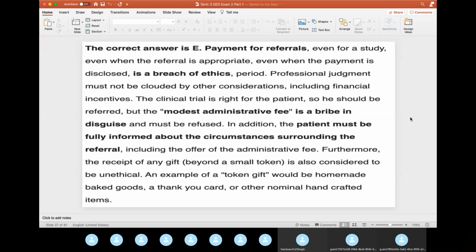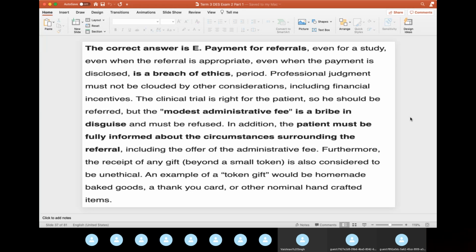Remember, payment for referrals, even for a study, even when the payment is disclosed, is a breach of ethics, right? So professional judgment must not be clouded by other considerations, including secondary gain or financial incentives. The clinical trial is right for the patient, yes? So he should be referred. But the modest administrative fee in the vignette is a bribe in disguise and must be refused.